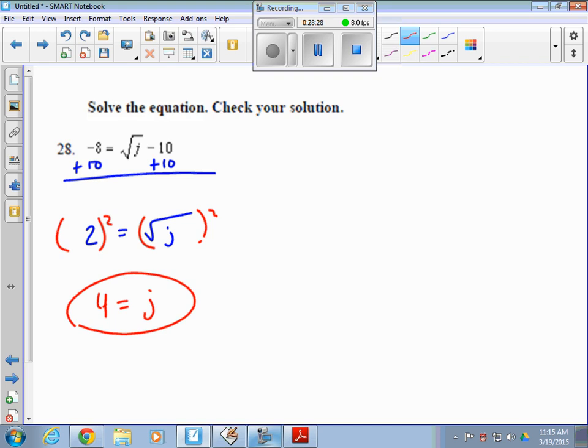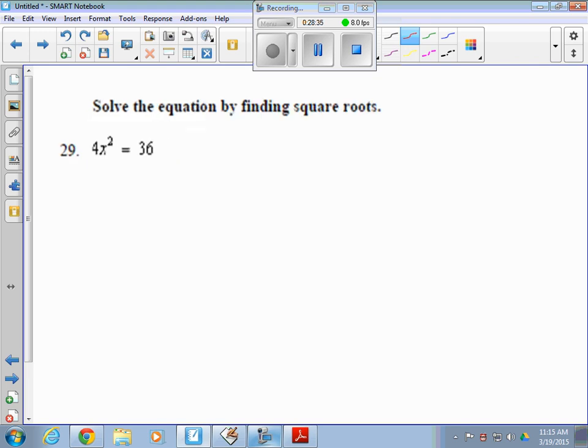Check your solution. When you plug 4 in, the square root of 4 is 2. 2 minus 10 is equal to negative 8. Solve this one by finding square roots. Divide both sides by 4. X squared equals 9. Undo squaring something by taking the square root of it. X equals the square root of 9, which is both 3 and negative 3.